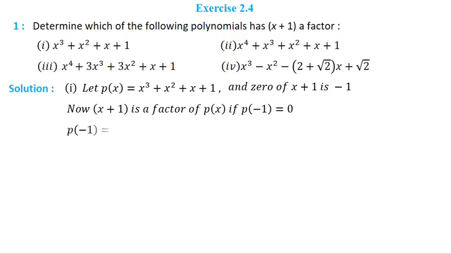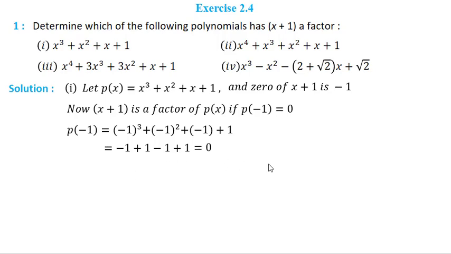So let us find p(-1). Now p(x) is x cube plus x square plus x plus 1. So for p(-1), in place of x we will replace minus 1. So it will become (-1) cube plus (-1) square plus (-1) plus 1. Now this (-1) cube is minus 1, this is plus 1. So minus 1 plus 1 is 0, then minus 1 plus 1 is 0. So I will get the result as 0.